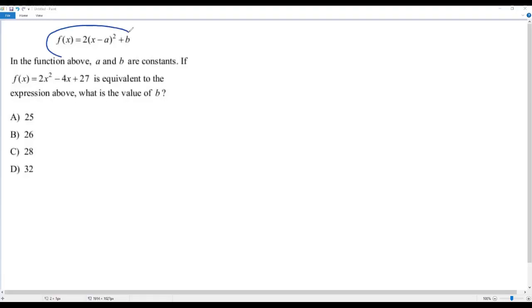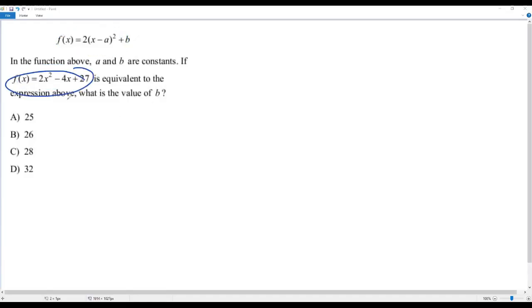Okay, the two quadratic functions we have over here are equivalent to each other. So this one is in vertex form, but this one is in general form. Now if I want to get the value of b, I must write this one in vertex form so that I can compare both of them and I'll be able to get the value of b.